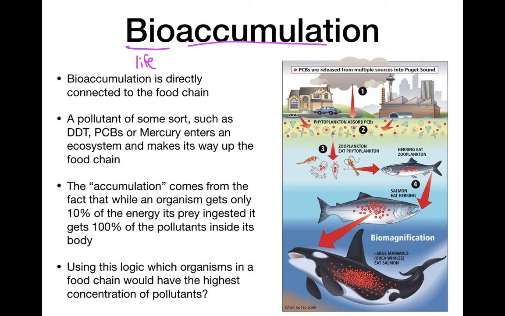Well, the higher up you go, the worse it's going to be. So the top trophic levels, the fourth and fifth, are going to have the worst. Look at this diagram here. Our phytoplankton, our producers, are trophic level 1. They're going to have a little bit of PCBs. PCBs are the pollutant in this example. The producers get some.